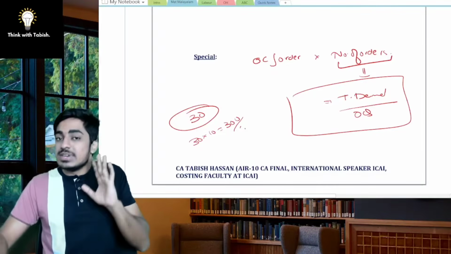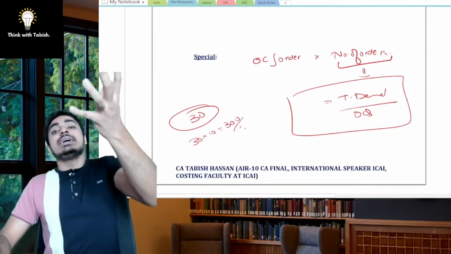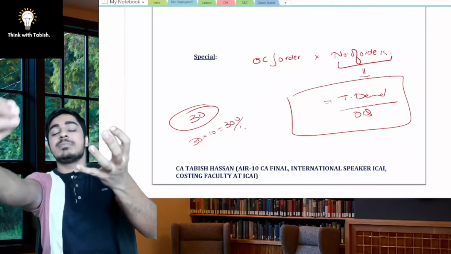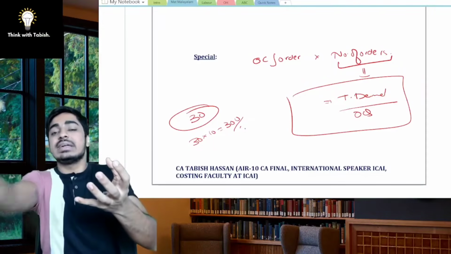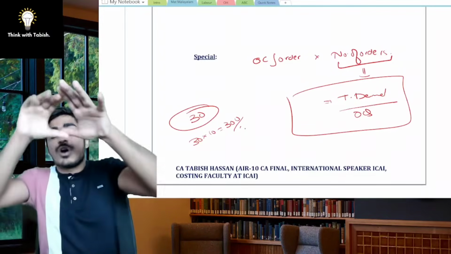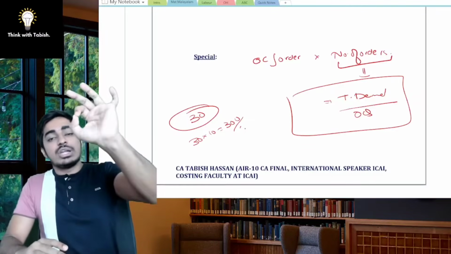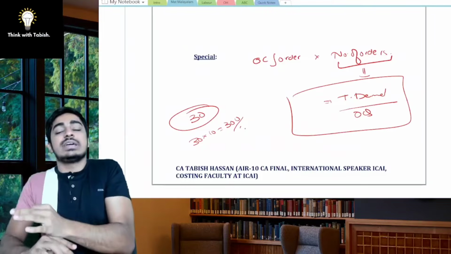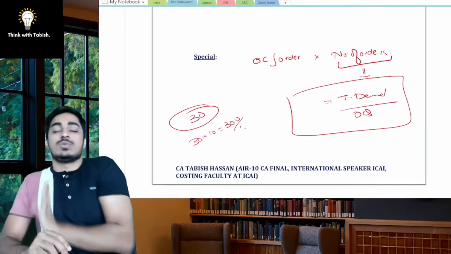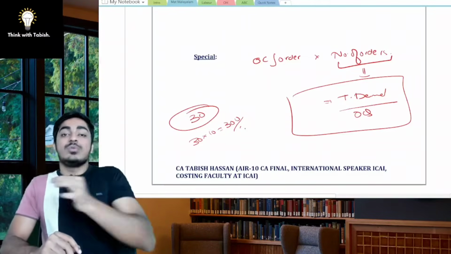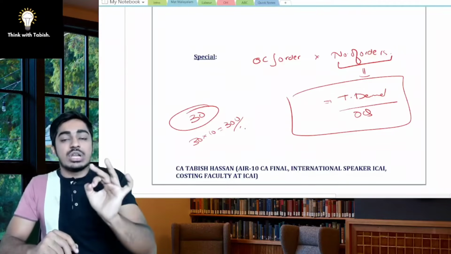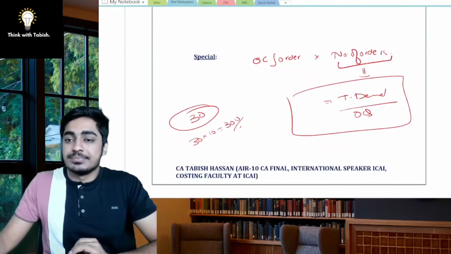So what is the observation? If the ordering quantity increases, if today only I go and buy the entire 300 kg, the number of orders decreases. I should go and buy only one time. If the ordering quantity increases, number of orders decreases, and hence ordering cost will also decrease. So there is an inverse relationship between ordering quantity and ordering cost.